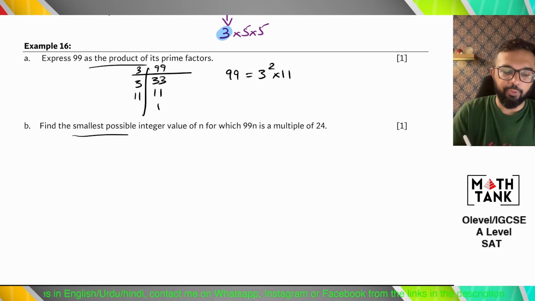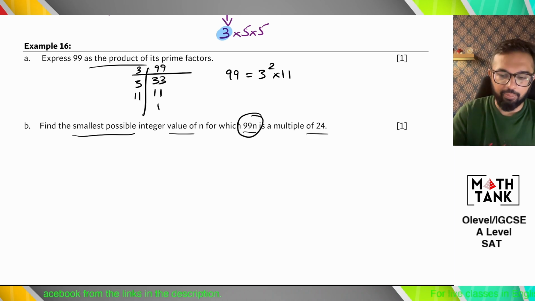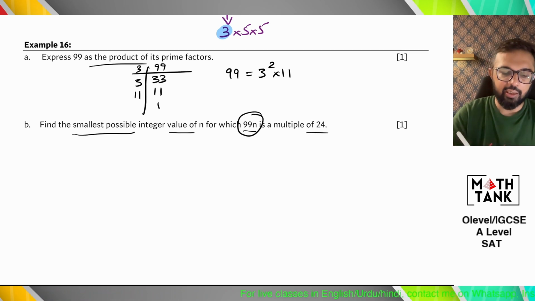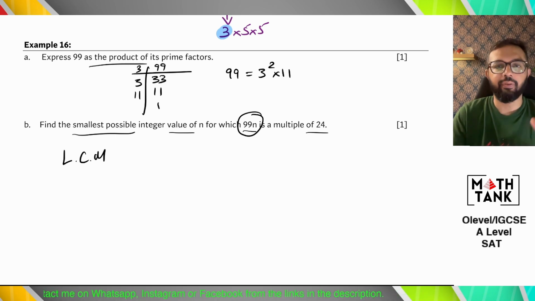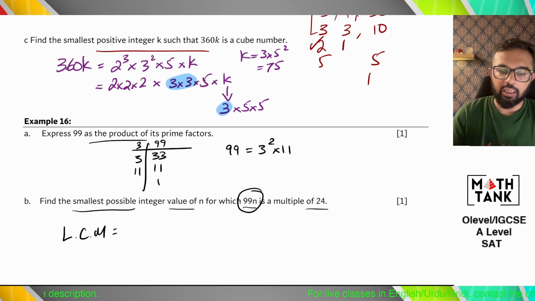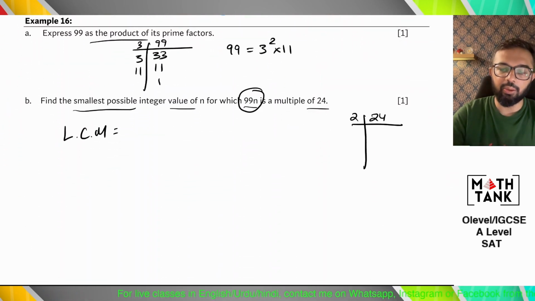Okay, find the smallest possible integer value of n for which 99n is a multiple of 24. So I want to find a number that's also a multiple of 24 and I want it to be smallest. So technically I'm asking you to find the smallest possible integer value of n, the multiple itself, such that 99n is also a multiple of 24. Okay. If I was talking about LCM, like I wrote down the rule earlier, can we have prime factorizations for both? Let's talk about prime factorizations.